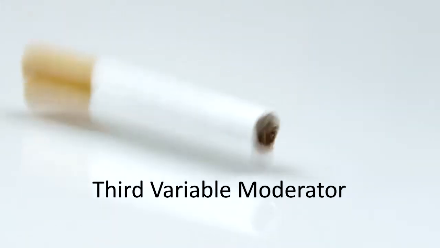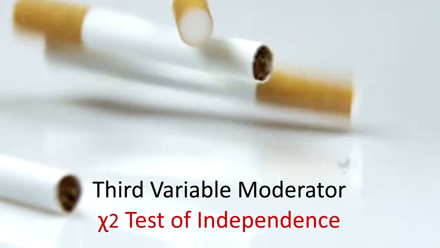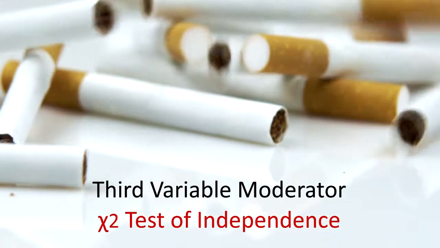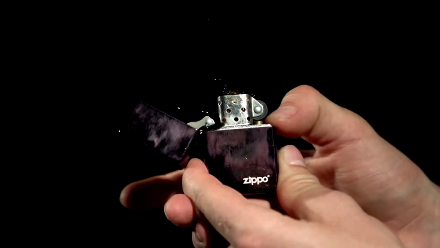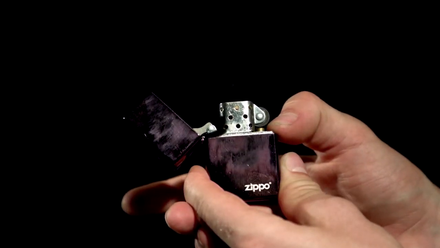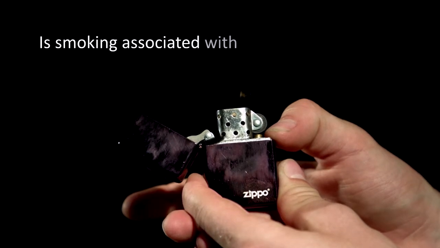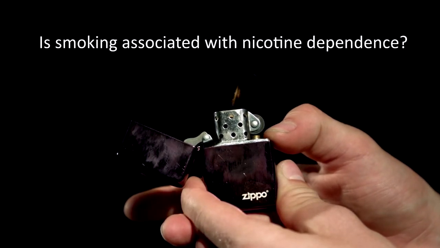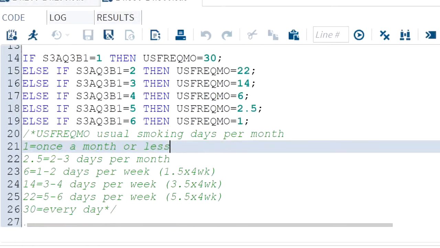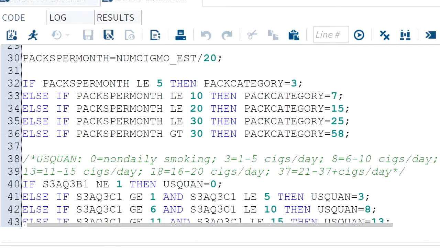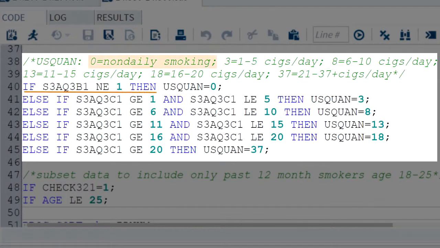Now, let's evaluate third variables as potential moderators in the context of chi-square tests of independence. For this, we're going to return to our original SAS program using the NESARC data and asking the question, is smoking associated with nicotine dependence? We're going to create another smoking variable for this purpose, reflecting how many cigarettes each young adult smoker smokes per day. 0 will indicate non-daily smokers.